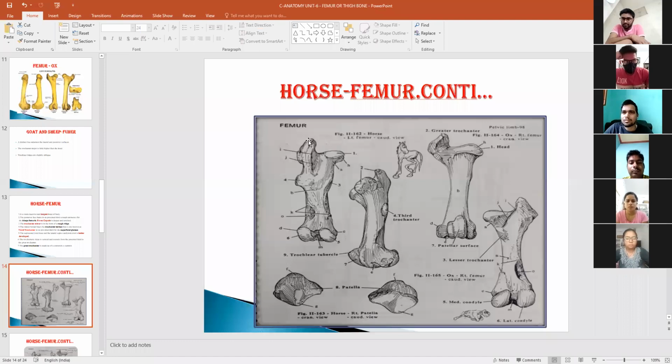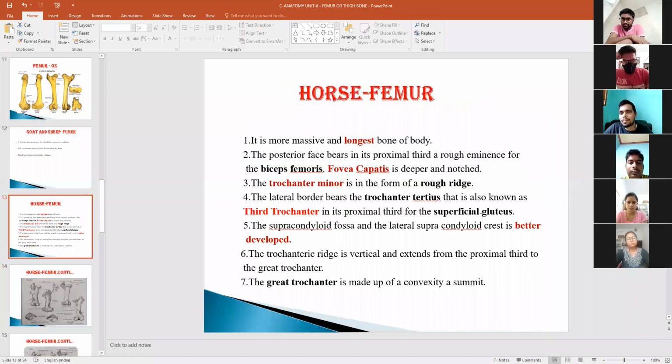Second point, this trochanter major extends vertically in position, and this trochanteric ridge is vertically located. Next point, just lateral to this, near the trochanter minor, this trochanter minor is not well developed. Near the trochanter minor, laterally, there is a well developed structure that is known as the third trochanter or trochanter tertius, which is for the attachment of the superficial gluteal muscles.